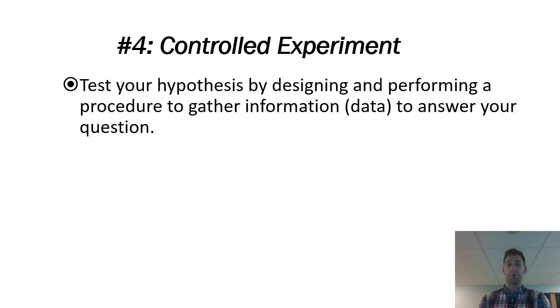Once you've come up with a hypothesis, you then run a controlled experiment. So you test your hypothesis by designing a lab or an experiment. You run a procedure, you gather information. We call information data in science. That data can be numbers, it can be pictures, it can be descriptions. There's all sorts of data. But regardless, that information you gather is meant to try to answer your question.